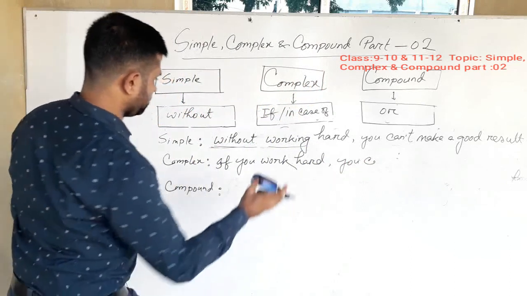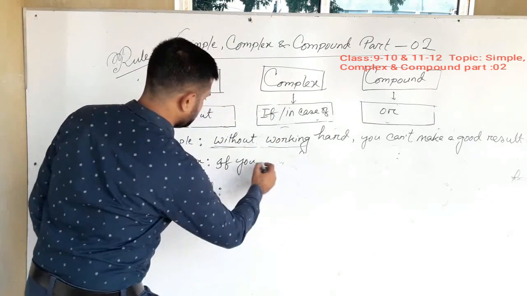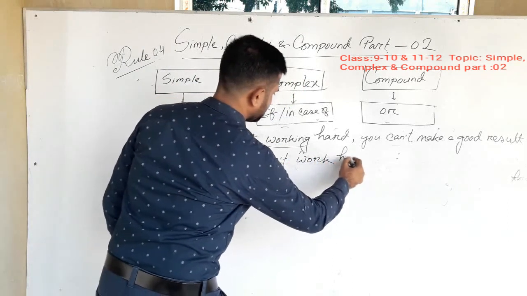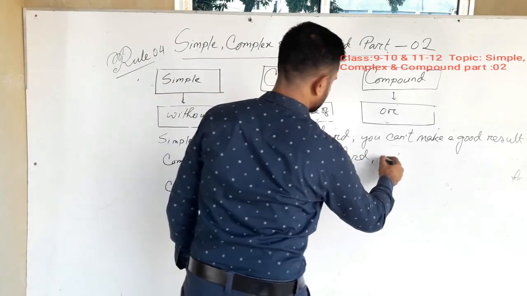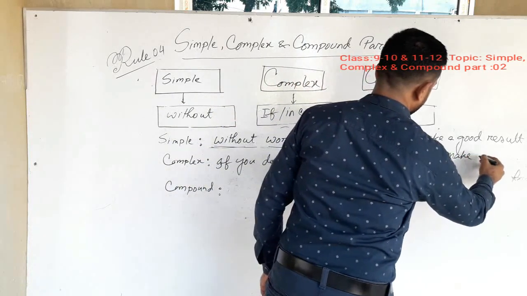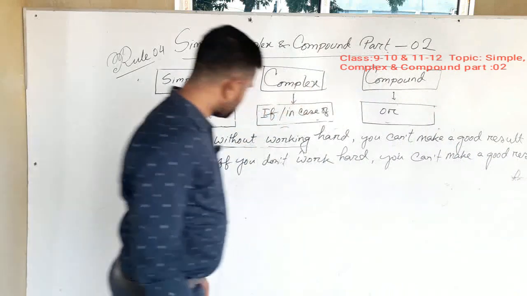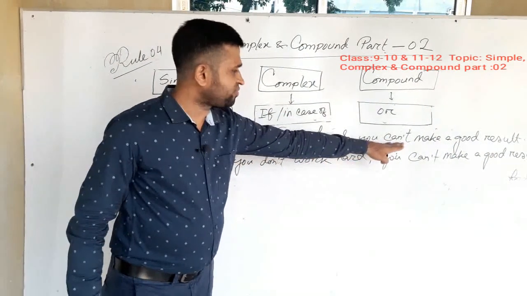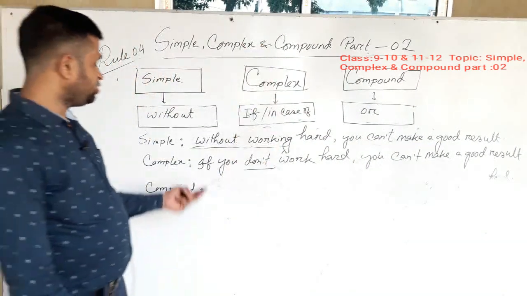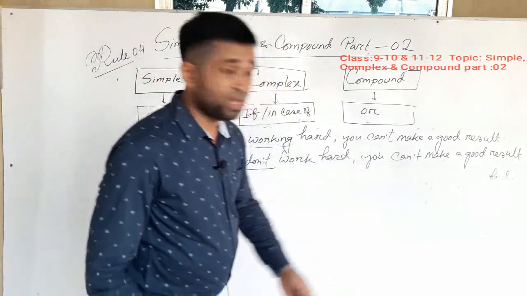If you don't work hard, you can't make a good result. Dear students, as the sentence is in negative form, that is why we should use don't. That is why I have taken don't. If you don't work hard, you can't make a good result.